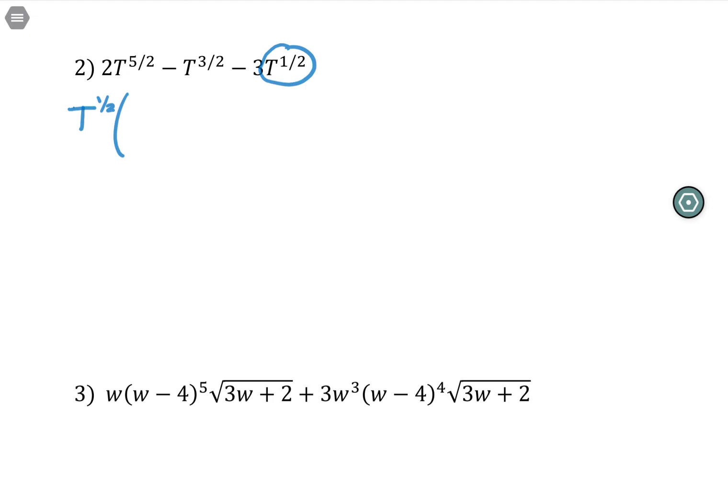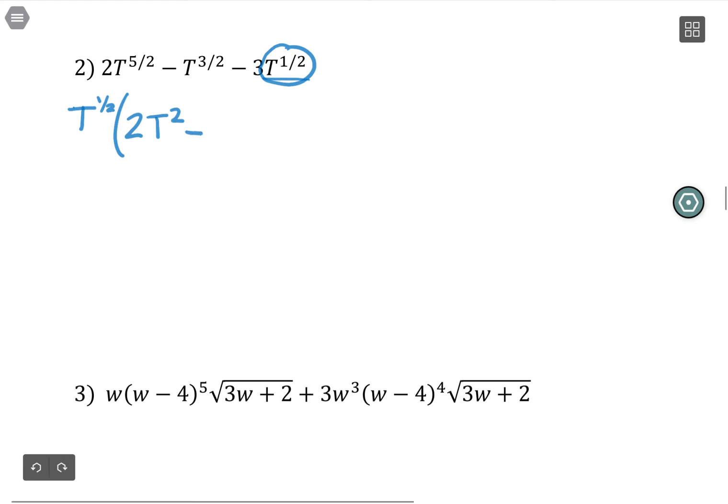Remember that when you take out t to the 1/2, it's like you're dividing it out. So we're going to be subtracting 1/2 from all of our powers. This is a really nice trick sometimes. Just a fantastic one that people don't always think of. So we can separate that out, and it knocks all of our powers down by half. So 5/2 minus 1/2 is 4/2, which is a nice even t squared.